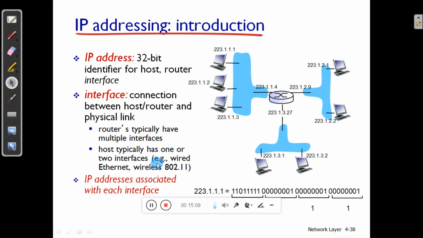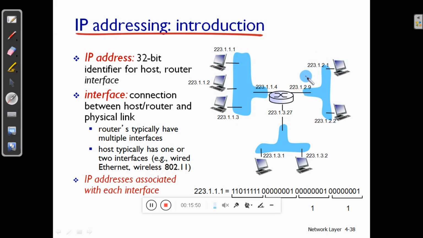In the diagram here you can see one network, and this network is identified by means of an IP address. Here the IP address is mentioned like 223.1.1.1 in dotted decimal format. Here the router connects all three networks. This router has three interfaces, and each interface is also identified by a particular IP address. For example, here you can see 223.1.1.4. So this interface belongs to this network, that is 223.1.1.1, 223.1.1.2, 223.1.1.3 and 1.4.